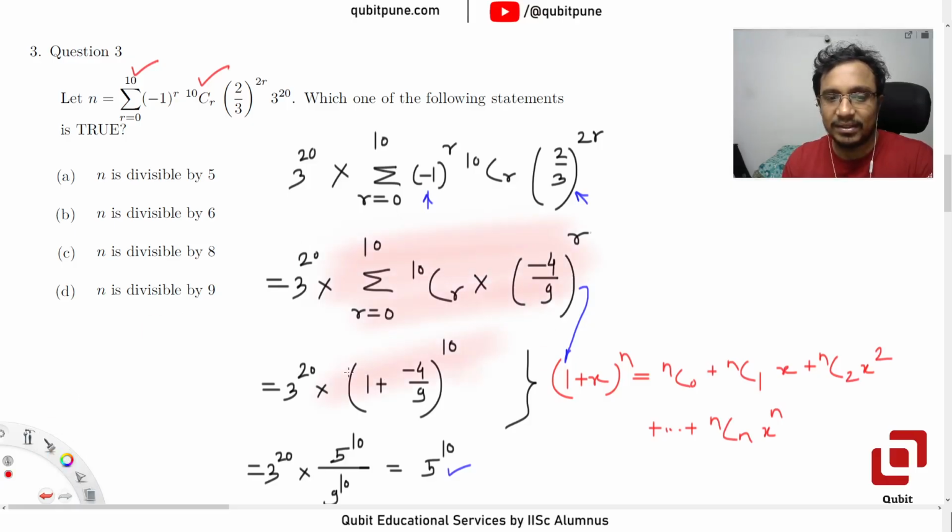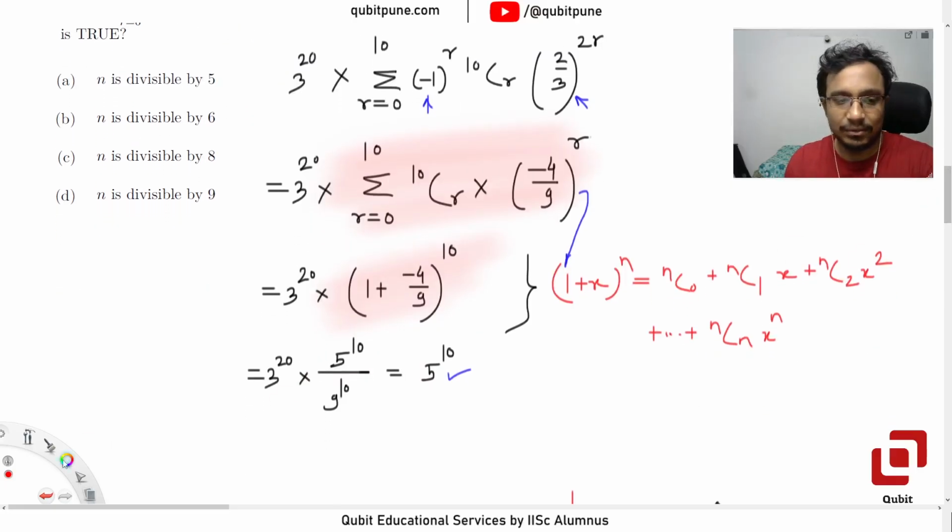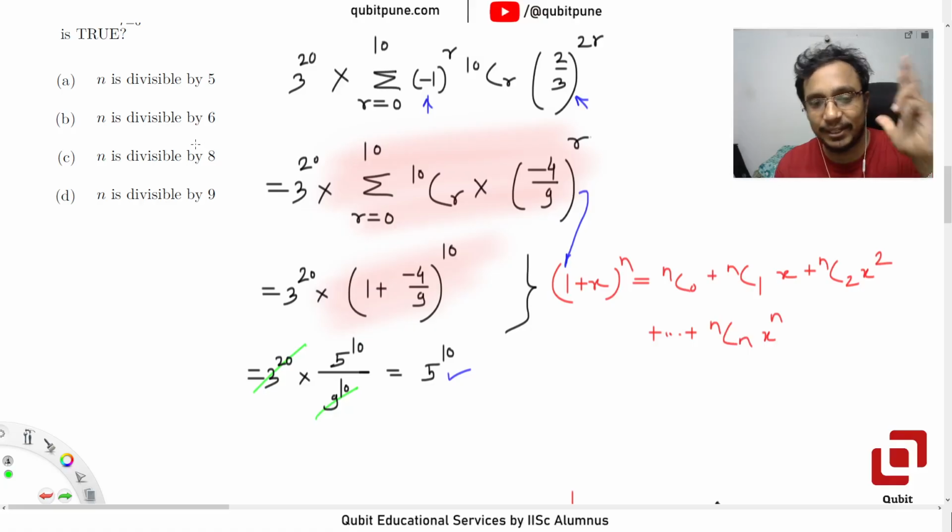becomes 1 plus negative 4 by 9 raised to 10. 1 minus 4 by 9 is 5 by 9. 9 raised to 10 cancels 3 raised to 20 because they are one and the same. 5 raised to 10, it's a prime number raised to 10, so it has to be divisible. In fact, it is divisible by 25, 125, anything.